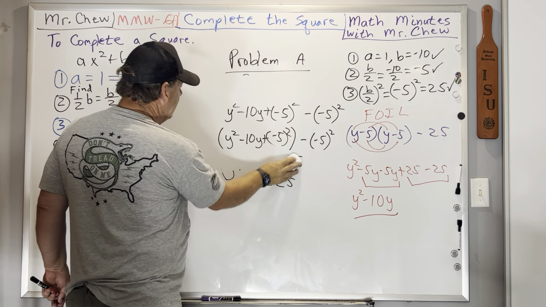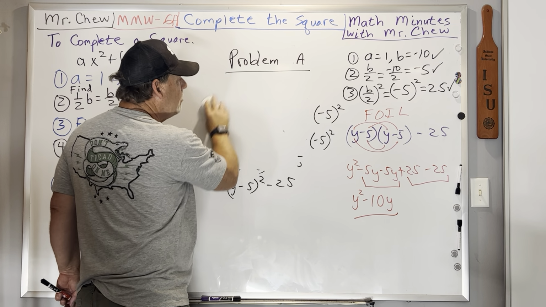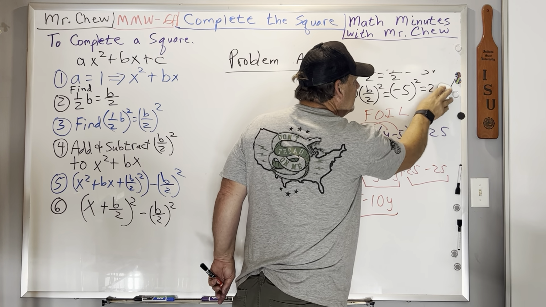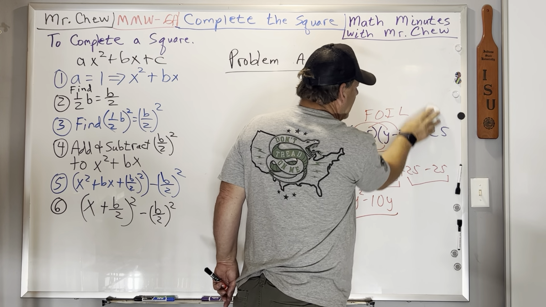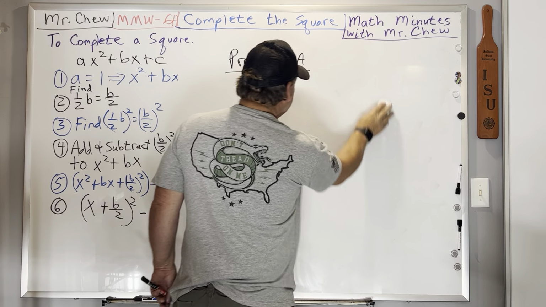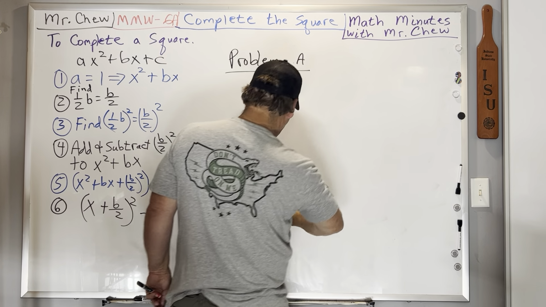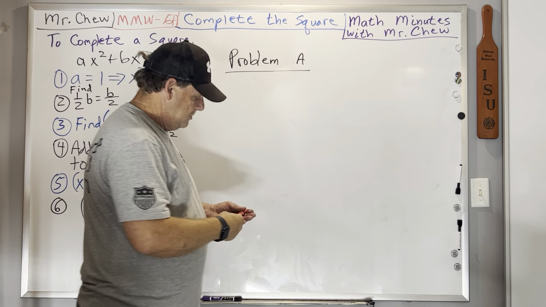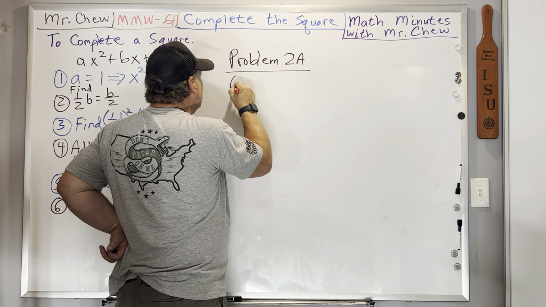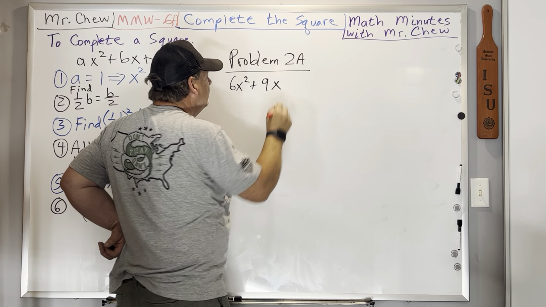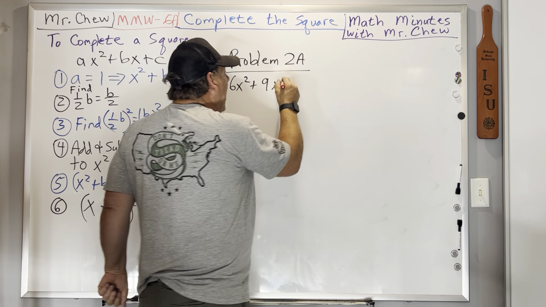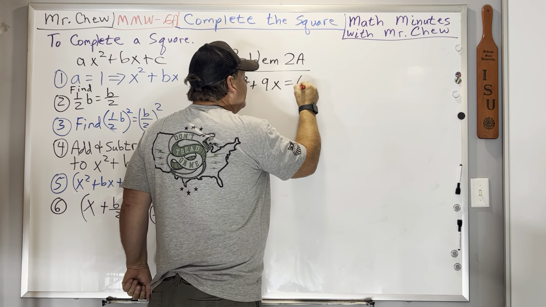On 2a, it's harder. Why is it harder? It's harder because a does not equal 1. In the real world, a usually doesn't equal 1. And so you have to change it, manipulate it, factor it, such that a equals 1. Okay? All right. So let's look at 2a now. 6x squared plus 9x. Does a equal 1? No, it does not. So I have to take and factor out a 6.